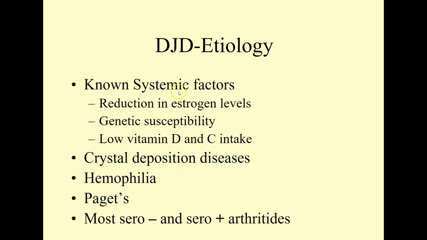We do know that there are some systemic factors. This is the reduction in estrogen levels that we know largely accounts for the increased diagnosis of DJD in women over the age of 50. We do believe there's some genetic susceptibility. Similar-age patients with related family members can demonstrate worse presentations, or at the other end of the spectrum are less likely to demonstrate DJD because of their genetic coding. More recently, we recognize that low intake of vitamin D and vitamin C can contribute to an environment that leads to DJD progression. We have some crystal deposition diseases like CPPD that can destabilize the joint, and we get an overlay of DJD. Hemophilia, Paget's disease, a tumor-like condition. And again, most of the seronegative and seropositive arthritides can also be either co-presenting or the consequence of DJD.